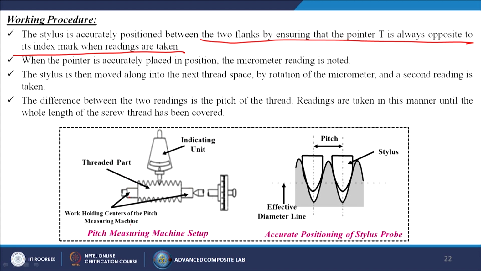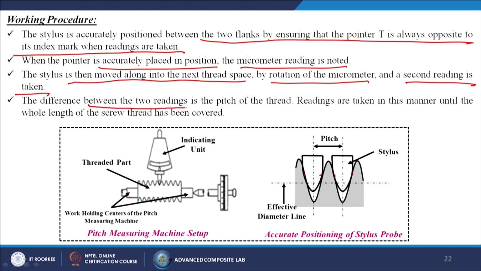So, when the pointer is accurately placed in position, the micrometer reading is noted. So, you see the stylus, it is touching at the pitch itself. Okay. Now, the stylus is then moved along into the next thread space by rotation of the micrometer and a second reading is taken. The difference between the two readings is the pitch of the thread. Readings are taken in this manner until the whole length of the screw thread has been covered. So, total pitch I can measure.